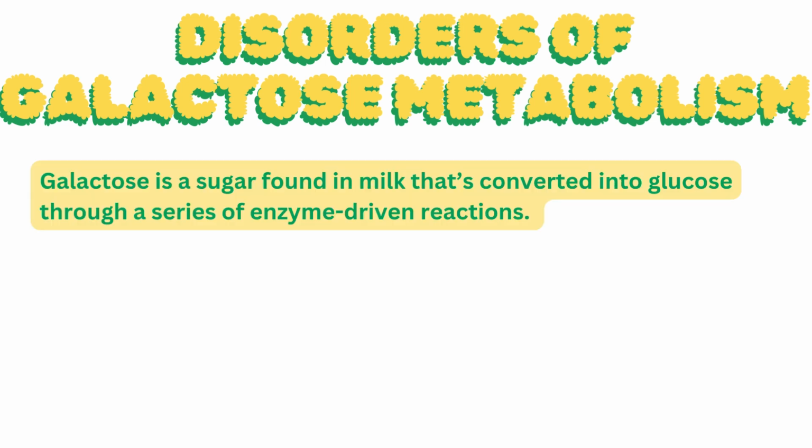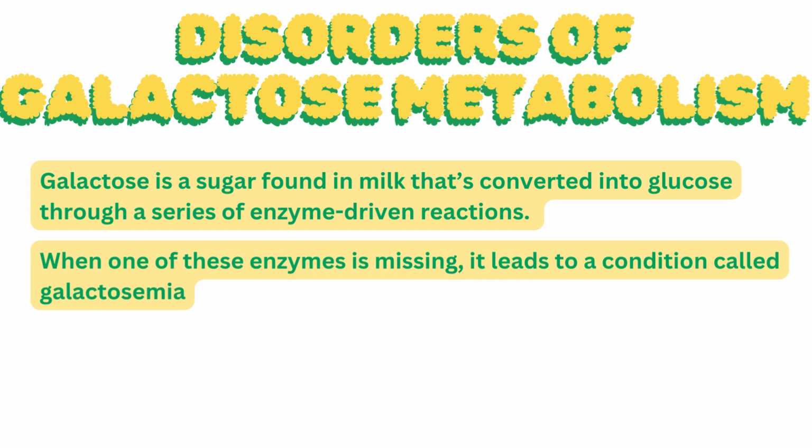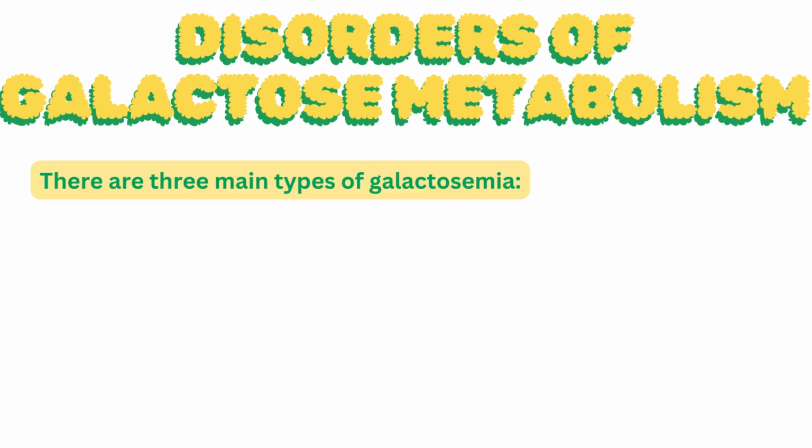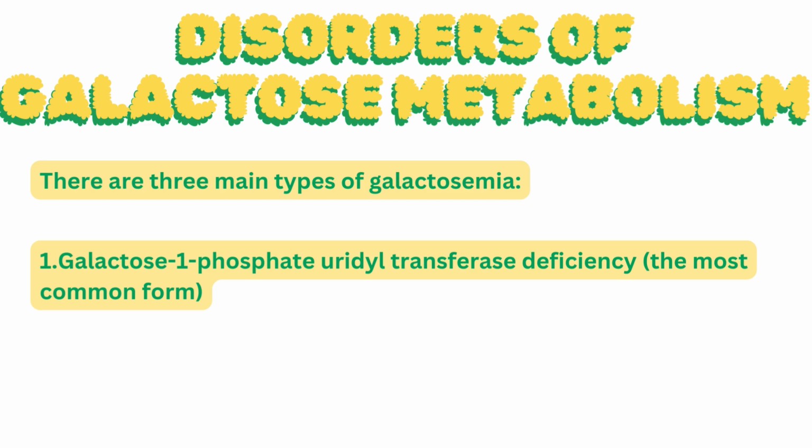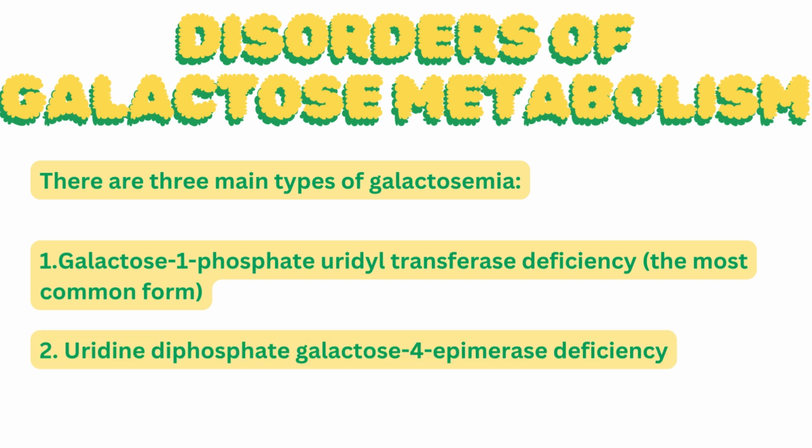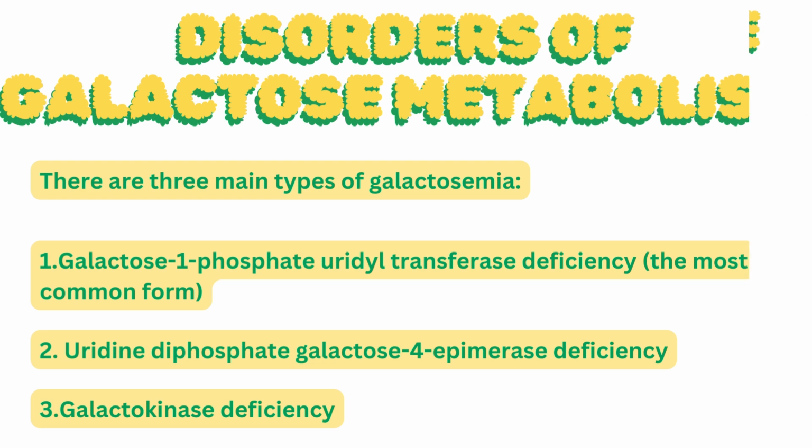Galactose is a sugar found in milk that's converted into glucose through a series of enzyme-driven reactions. When one of these enzymes is missing, it leads to a condition called galactosemia. There are three main types of galactosemia, each caused by a deficiency in a different enzyme. 1. Galactose 1-phosphate uridyl transferase deficiency, the most common form. 2. Uridine diphosphate galactose 4-epimerase deficiency. 3. Galactokinase deficiency. Let's break down each of these.